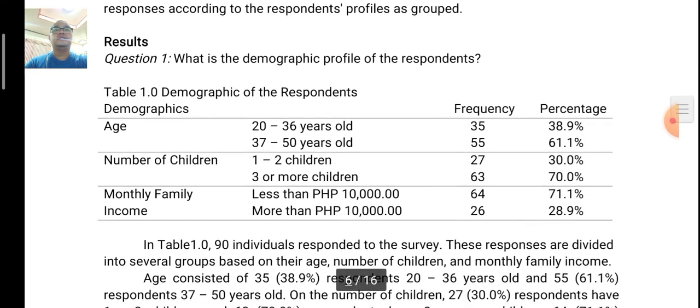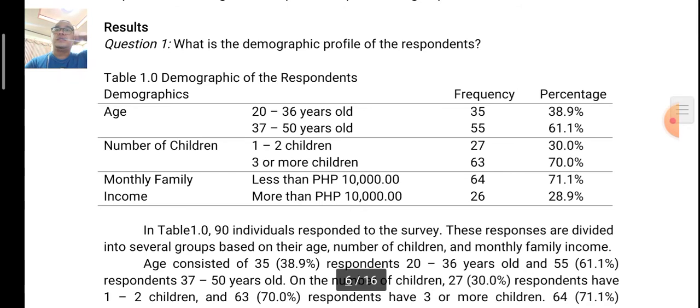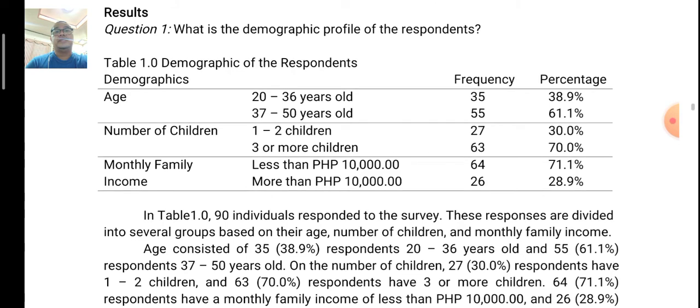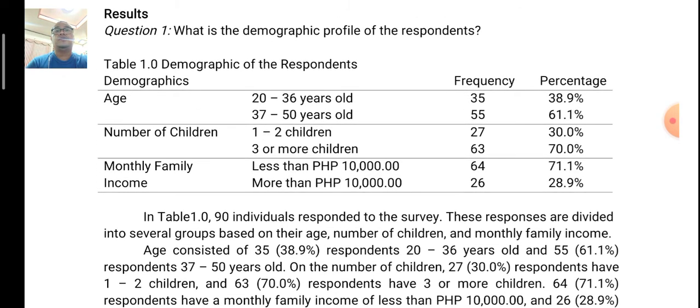Okay, results part. Question number 1 is usually on profile, 'di ba? So this is how it looks like, no? Yung ating frequency. So halimbawa sa age, ilan ba doon yung number of respondents niya in this case is total to 80, no? So sa age, ilan ba doon ang 20 to 36 years old? Merong 35 respondents and 37 to 50, 55 respondents. So may percentile siya, no? So interpret niyo lang din. So question number 1, the table under it is usually table 1.0.